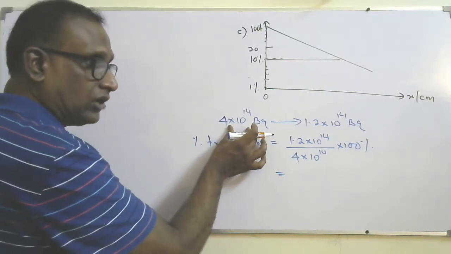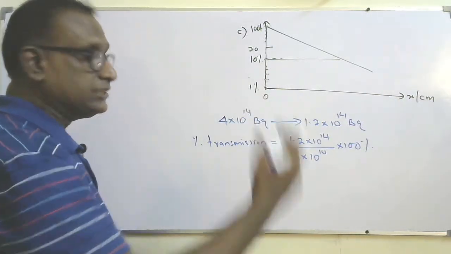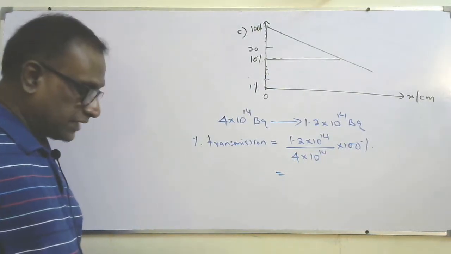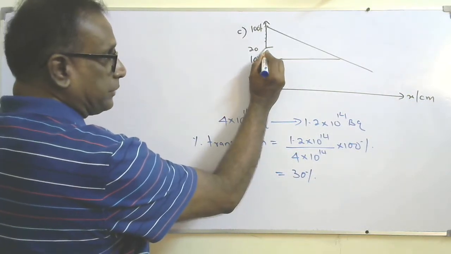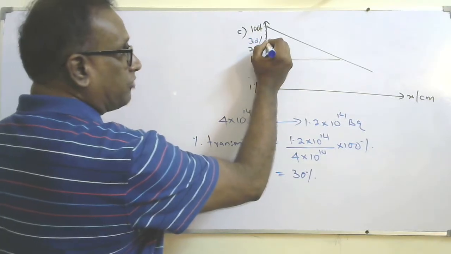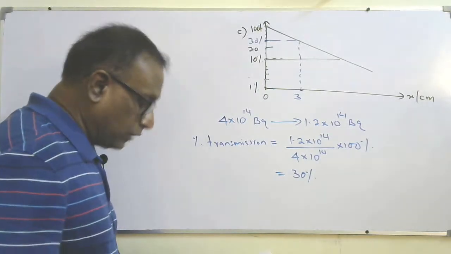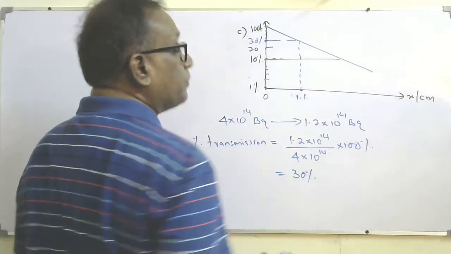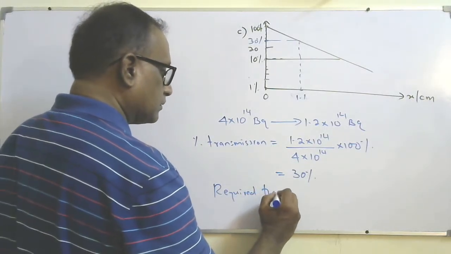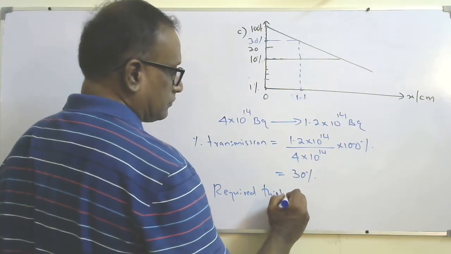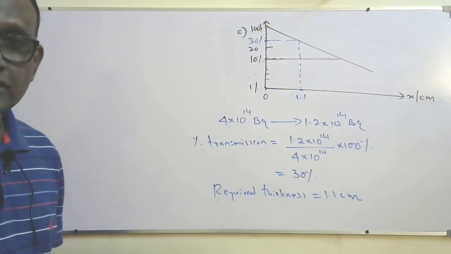This is the actual activity of the cobalt source, but I need this much to transmit. What percentage should be transmitted? I am calculating. So the percentage of transmission will be 30%. From the graph, this is 10%, next line 20%, next line 30%. From the graph, for 30%, find the thickness. You will see that it will be 1.1 centimeter. See the graph, that will be 1.1 centimeter. So the required thickness will be 1.1 centimeter. So 1 centimeter is not suitable.